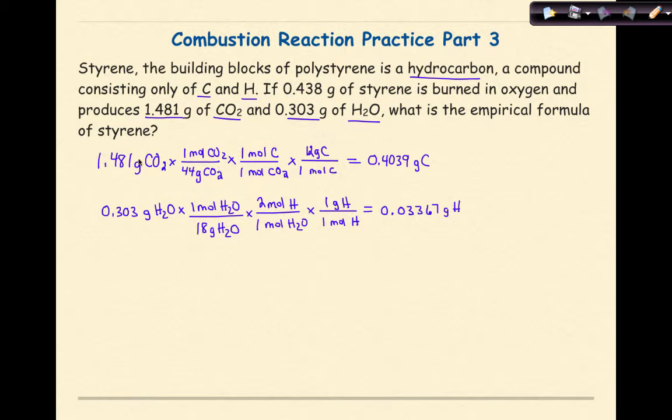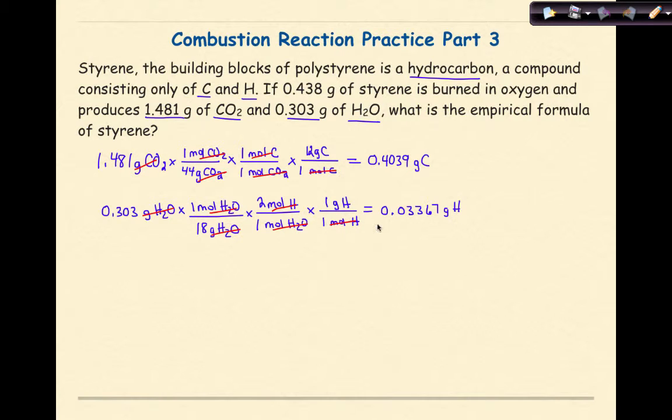Now remember, before you even get to this step of actually doing the calculation, it is always a good idea to go back through your units and say, okay, this cancels this: moles of CO2 cancels moles of CO2, moles of carbon cancels moles of carbon, and I'm left with the mass of carbon. Same thing here. We have grams of water canceling grams of water, moles of water, moles of hydrogen, and finally we have grams of hydrogen.